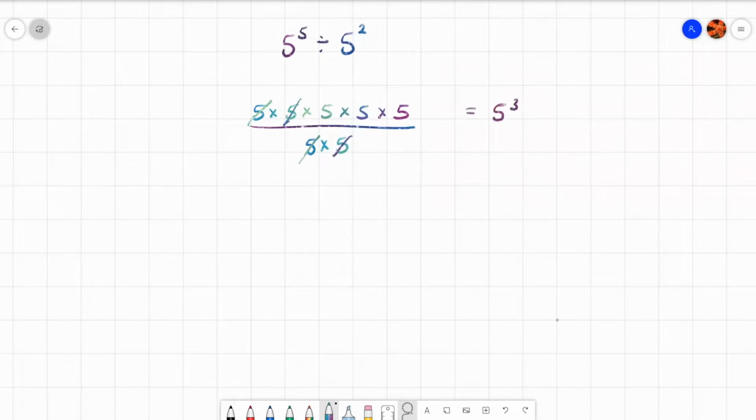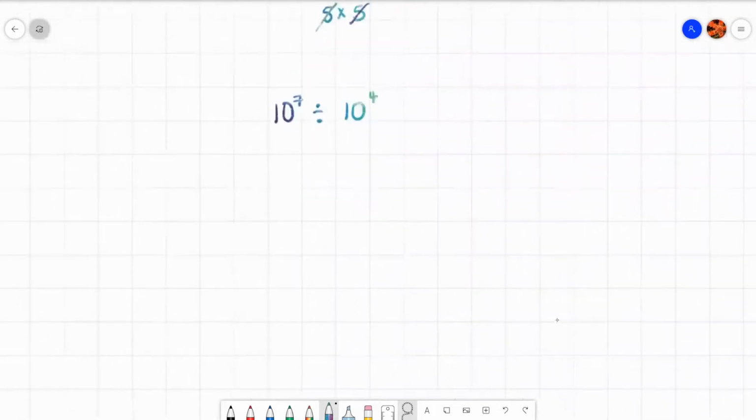And what do you notice this time? Well, we notice that the difference between the powers is 3. So when we are dividing, we subtract the powers given that the base is the same, and the base here is 5. Okay. We could have 10 to the power of 7 divided by 10 to the power of 4. So let's have a look what that would be.